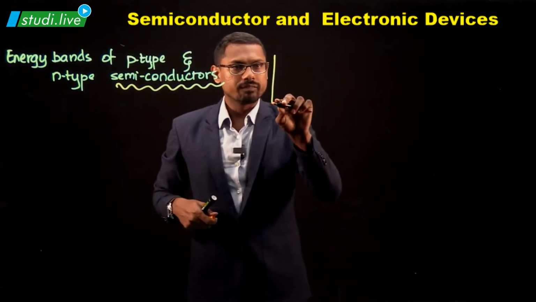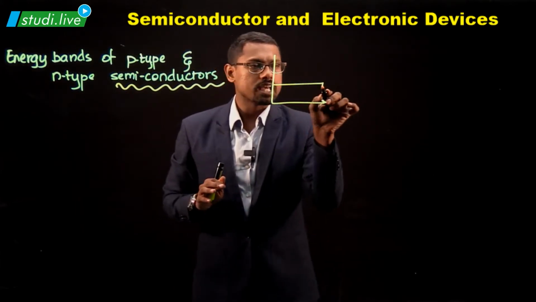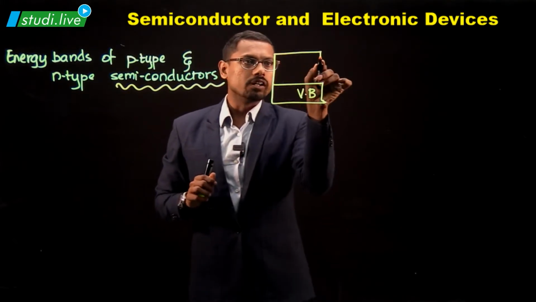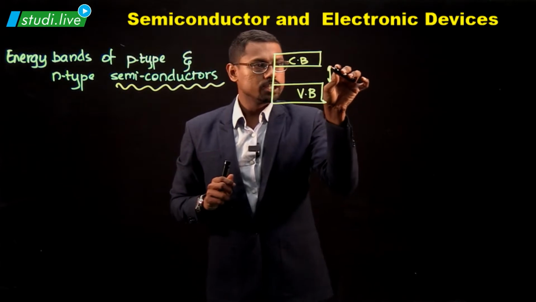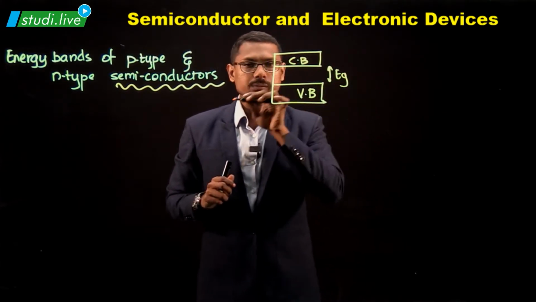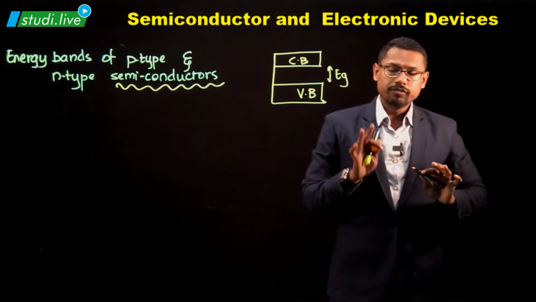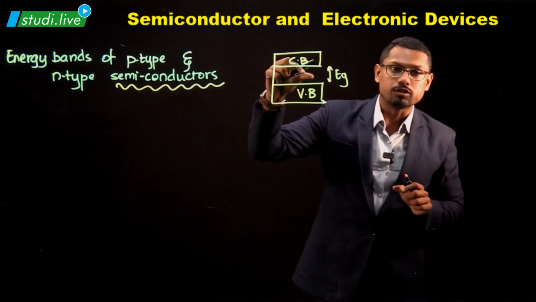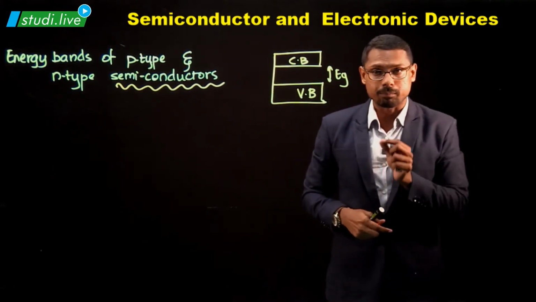We studied that if I draw the energy bands, this happens to be my valence band. Over here at the top is my conduction band. This here is my energy gap, forbidden energy gap. We know all of this until now, right? We've learned that for metals, there is no forbidden energy gap. The valence band and conduction band kind of overlap.